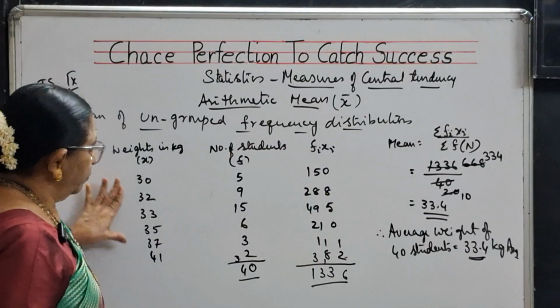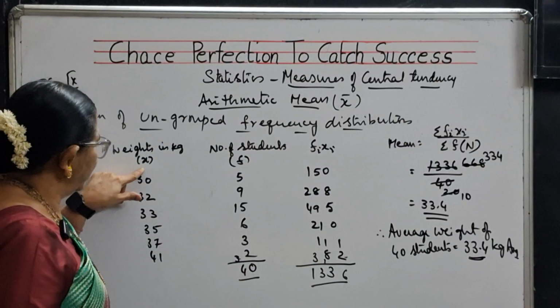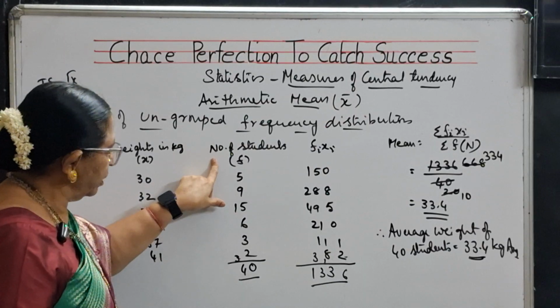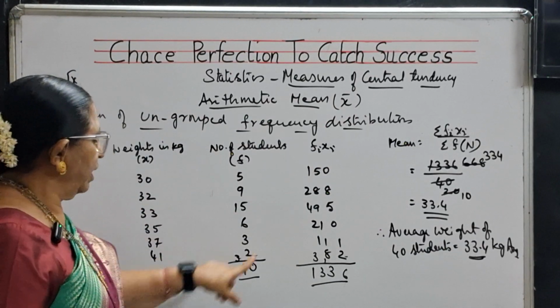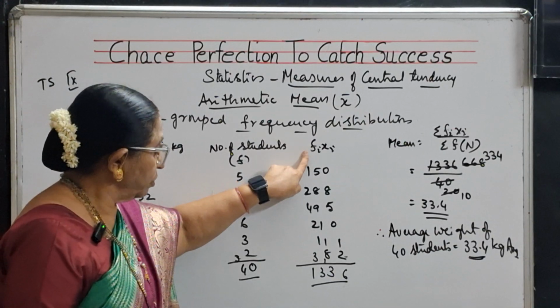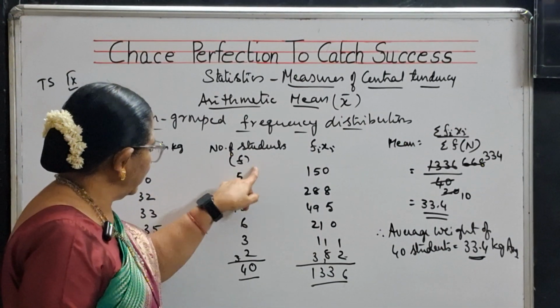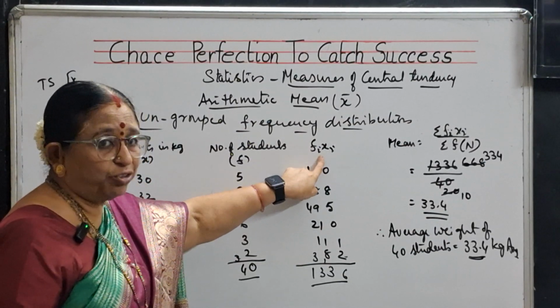This is an ungrouped frequency distribution table. It is for weights they have given, that is x value, and number of students, frequency, and you need to find out this. This will not be given to you. This you have to find out by multiplying these two. fi xi, actually, what it means you should know.